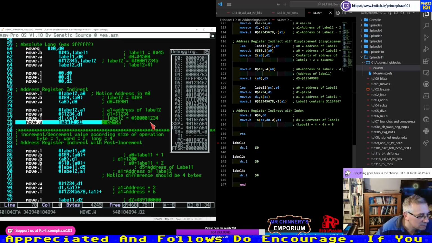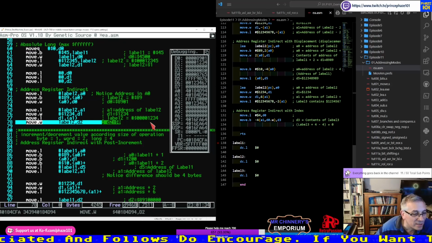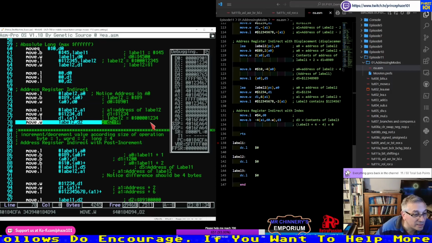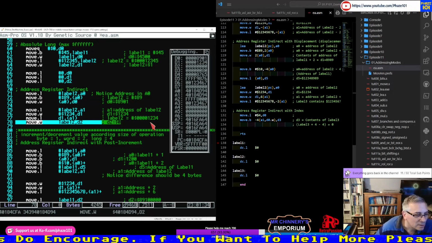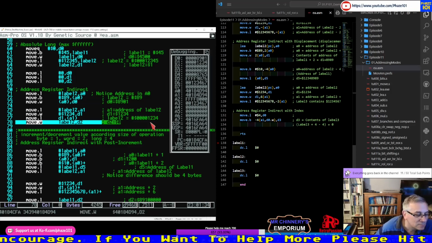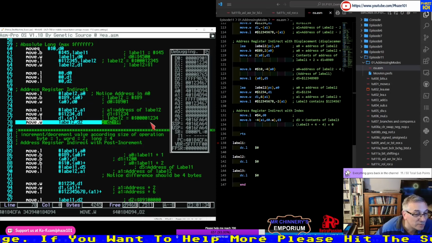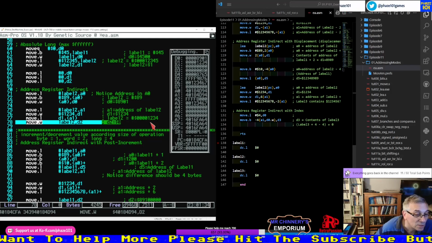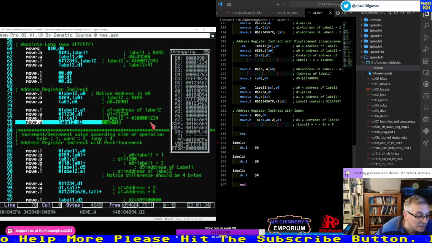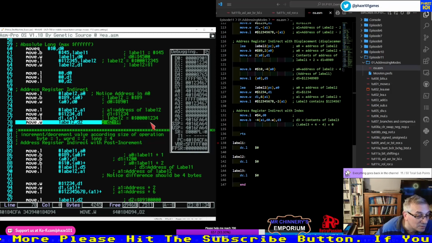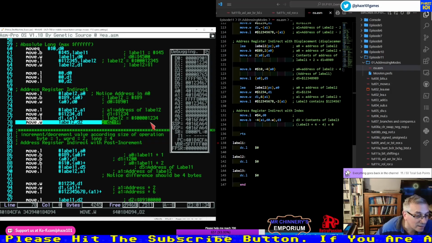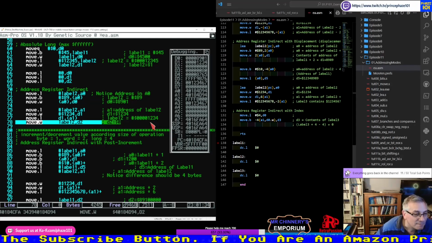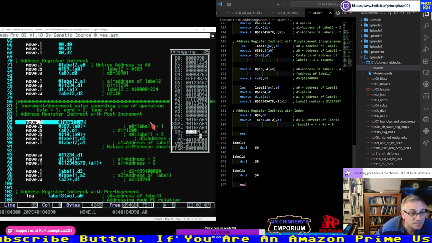I'm changing the sizes intentionally to make you aware and to be careful, okay? What we have in label 2, we're moving a word and it goes into D2. So we're going to copy the high word of label 2, which is 0, and we're going to copy 0 in D2.